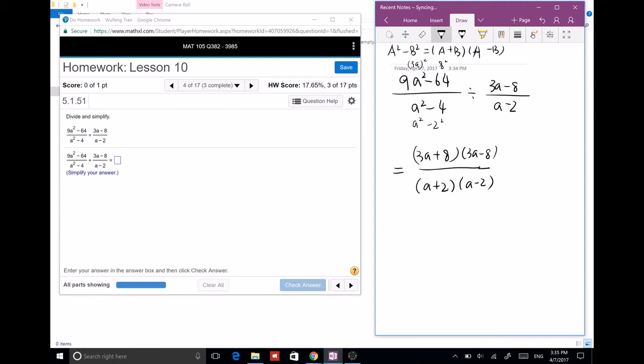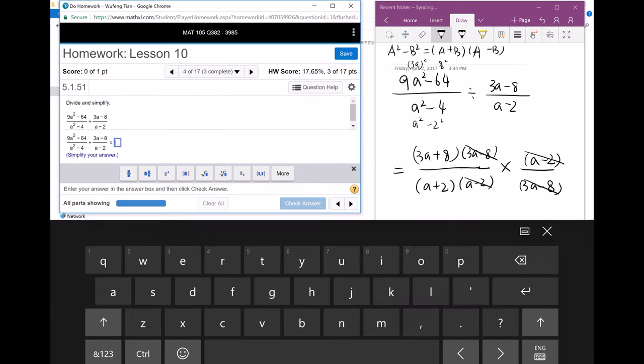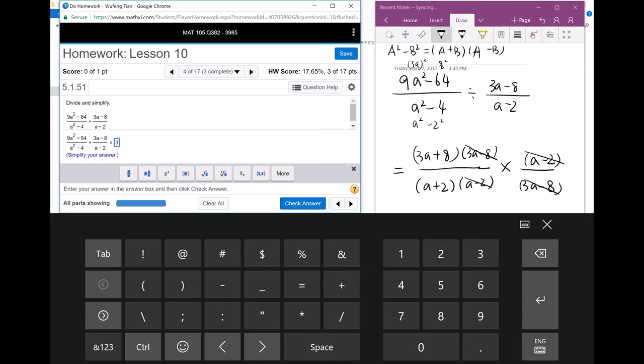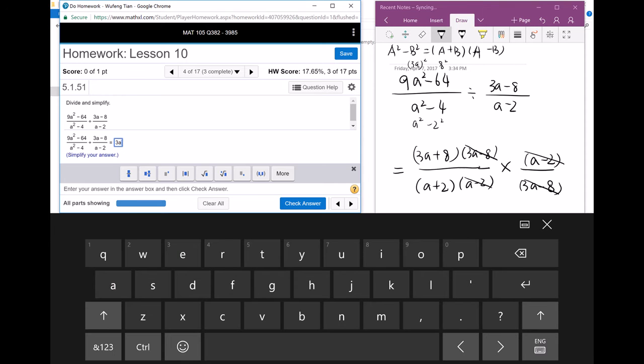Now keep, change, flip. Keep the first, change the division into multiplication, and flip it. It's 3a minus 8 over a minus 2. So now we cancel the common factor. The final answer is going to be 3a plus 8 over a plus 2. Oh, I should do this.